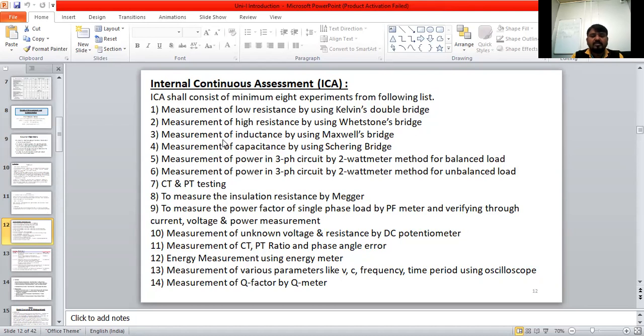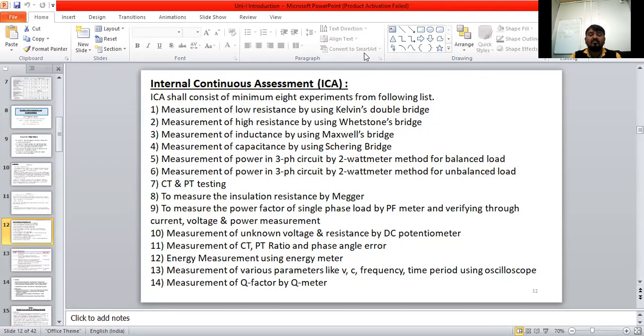The 10th one is measurement of unknown voltage and resistance by DC potentiometer. This also belongs to the third unit only, potentiometer and bridges. Using a DC potentiometer, we have to measure the voltage and resistance.